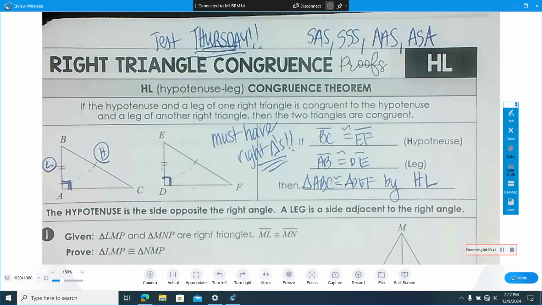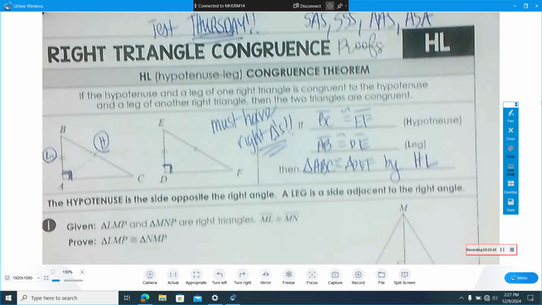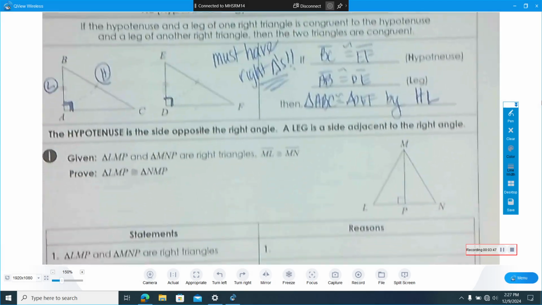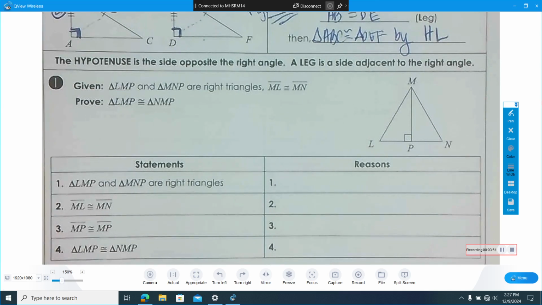So we're going to get a little bit of practice using hypotenuse leg. And again, the most important thing to do is really mark up your pictures well as you're doing these proofs. All right, here we go.